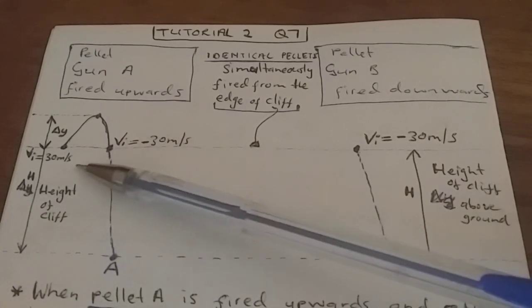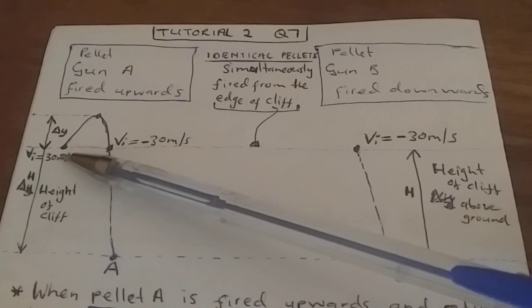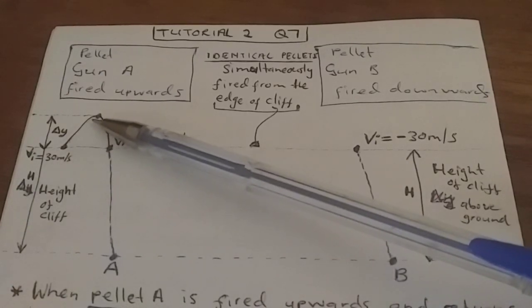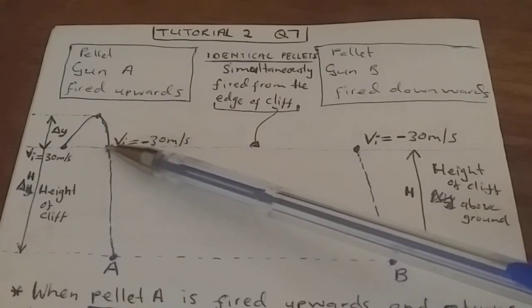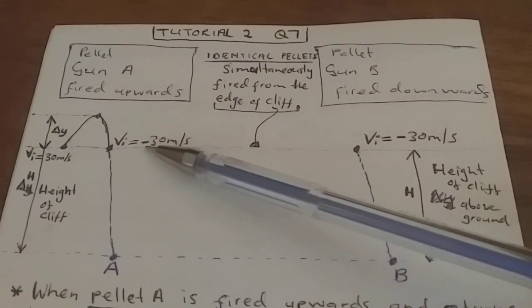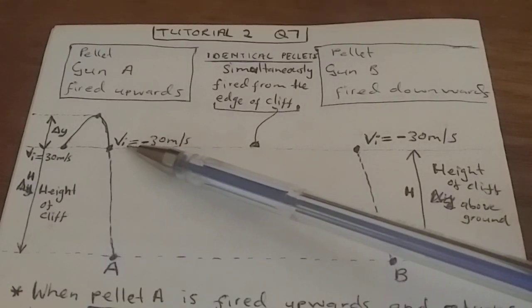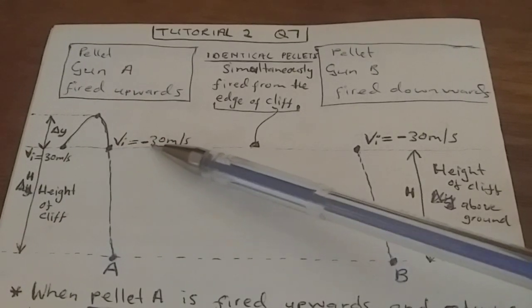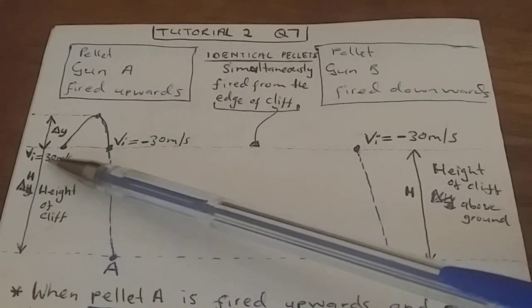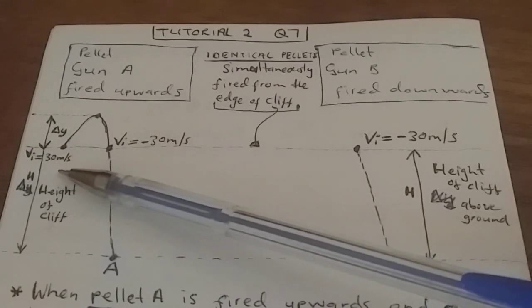So here the velocity was 30 meters per second, initially fired upwards, taking up as positive and downwards as negative. It's just an indication of the direction. Remember, velocity is a vector quantity. It has a magnitude and a direction, and the positive in front of the 30 indicates going upwards.